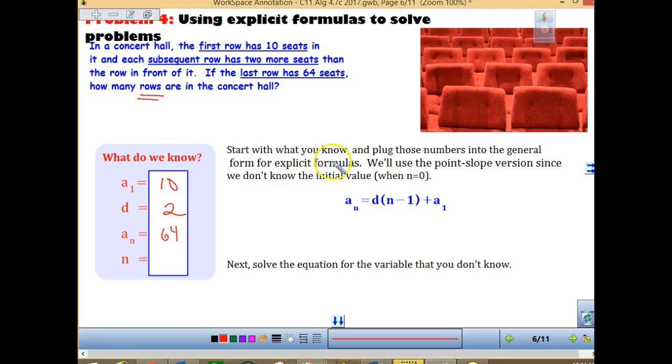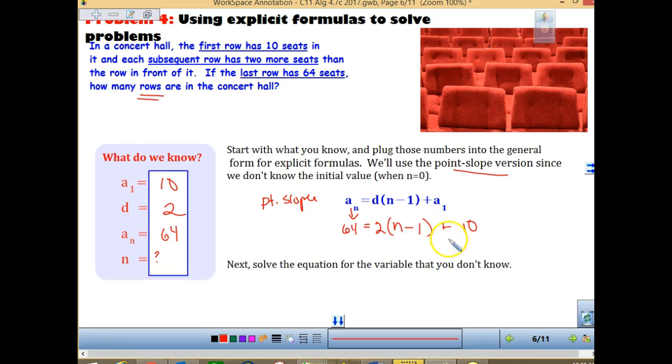So what you're going to do is you're going to start with this explicit formula. Okay? We were given our first, so this is point slope form, correct? This is our point slope form. We are going to put a sub n. What was a sub n? 64. It's just solving an equation. Equals our common difference was 2. Our n was, just keep it as n. That's what we're trying to find, right? That's our question mark. That's what we don't know down here. And then we're going to have plus 10 was our first one.